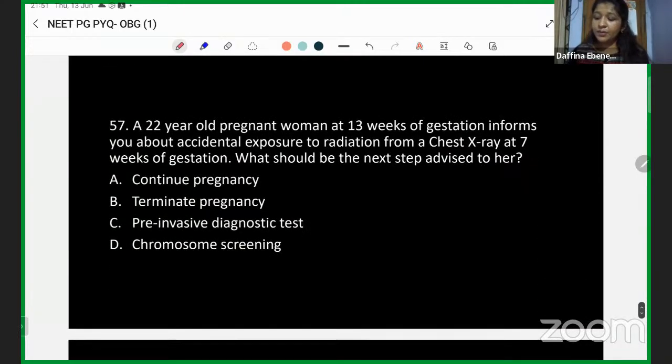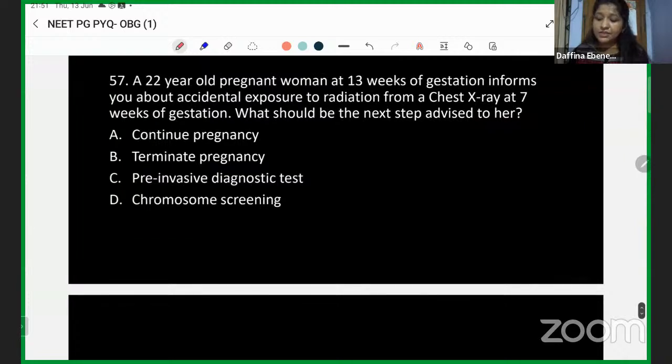A 22-year-old pregnant woman at 13 weeks of gestation informs you about accidental exposure to radiation from a chest X-ray at 7 weeks of gestation. What should be the next step advised to her? Continue pregnancy, terminate pregnancy, invasive diagnostic testing, chromosome screening. Will you tell her to immediately terminate the pregnancy?